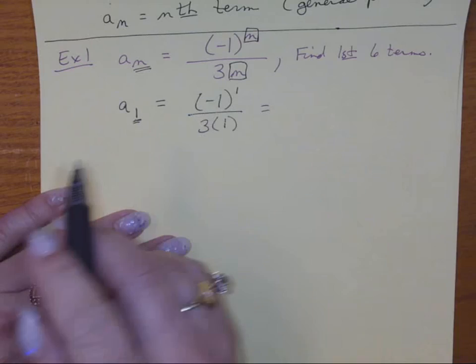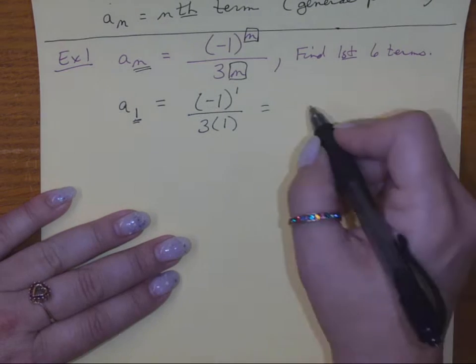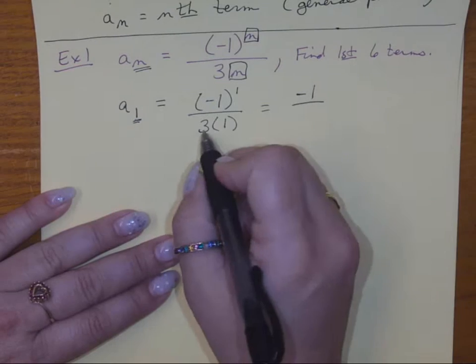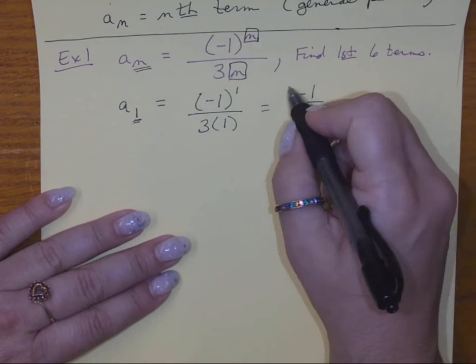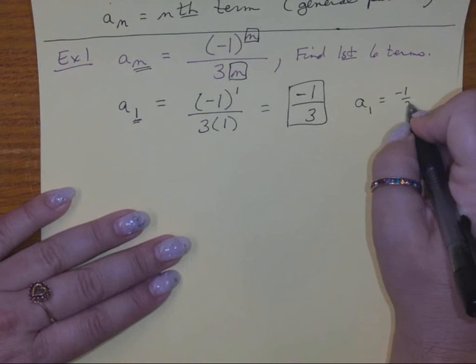Okay, and then what happens on the top? -1 to the first power is still -1, right? And on the bottom, 3 times 1 is 3. So my a sub 1 term is -1/3.